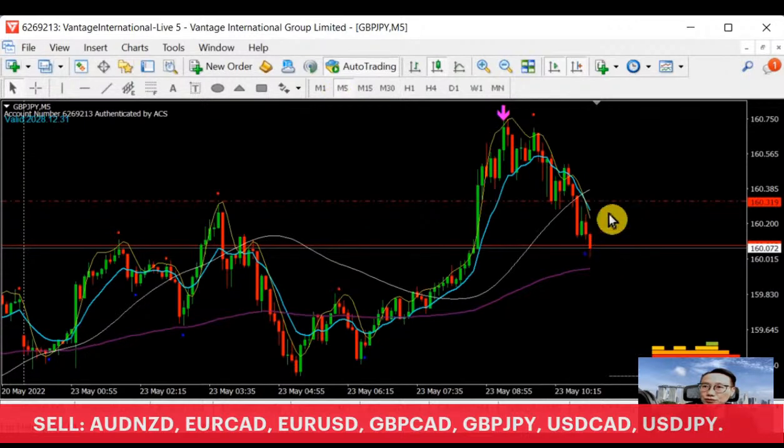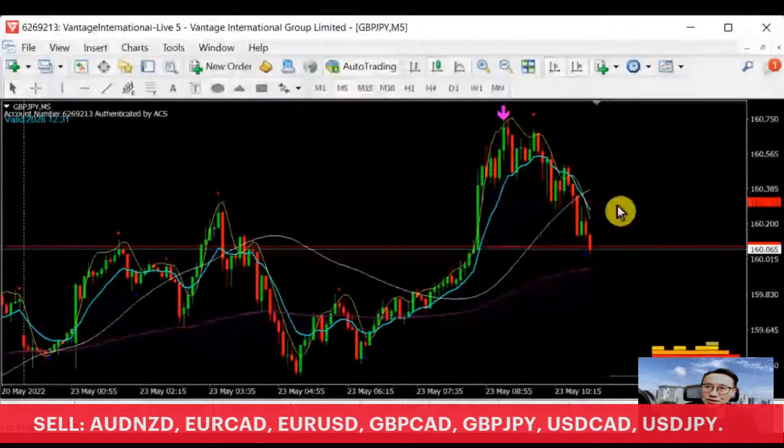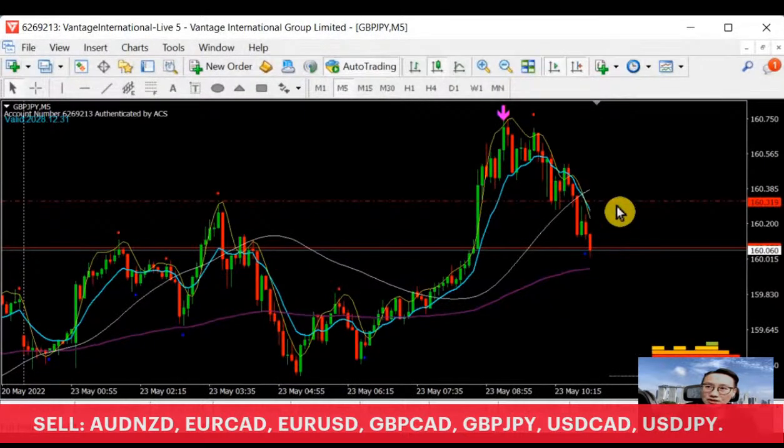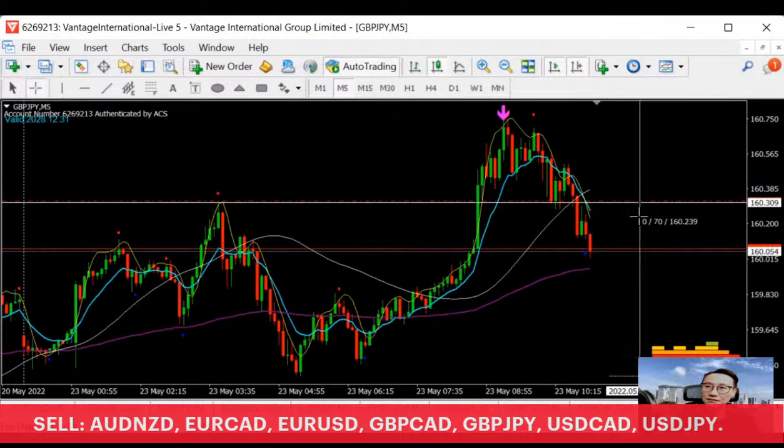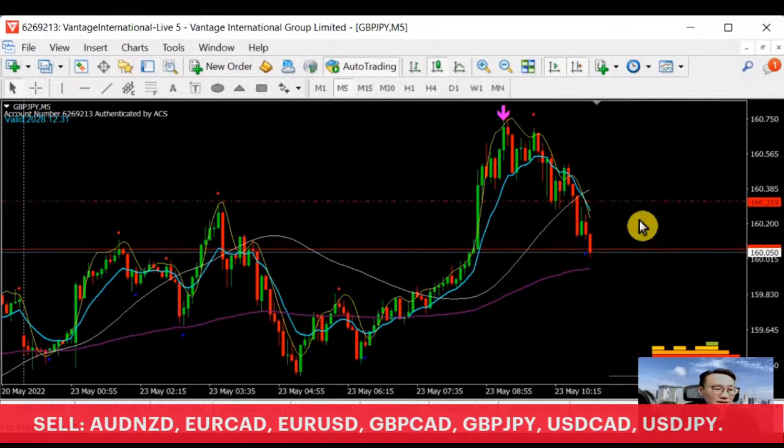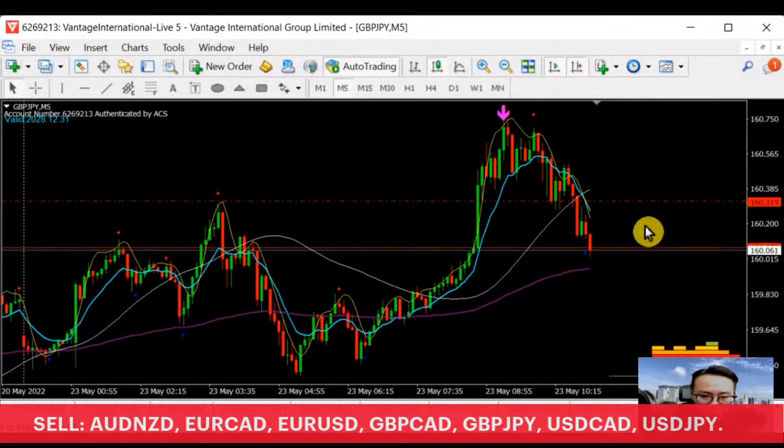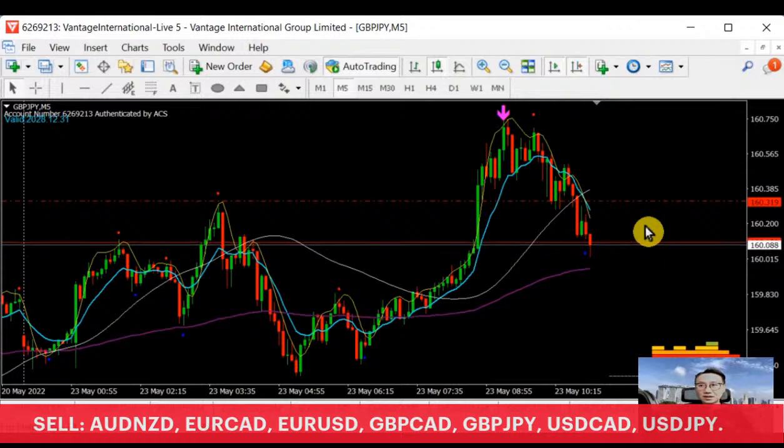I am waiting for it to retrace upwards and test the resistance. This is the level, at 160,309. This is my targeted selling price, 160,309. That's for Pao Yen. Yes, that's correct. You are right.